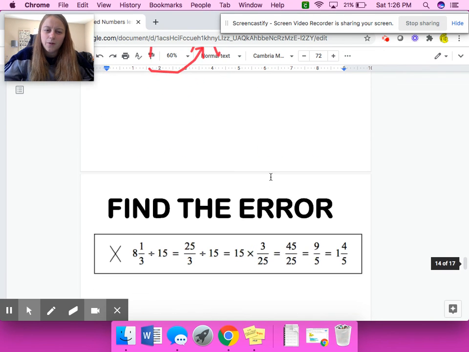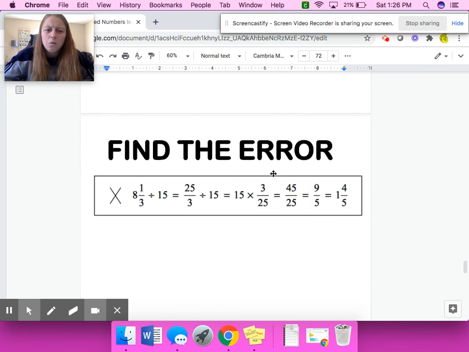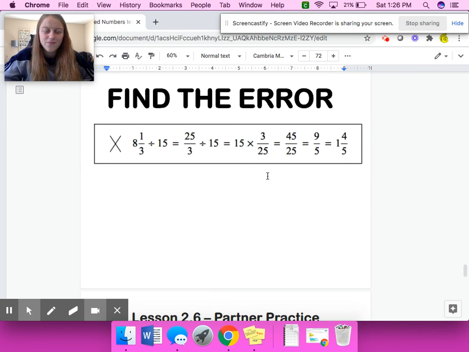Let's go ahead and try another one. Find the error. What happened here? Work with your table to find the mistake.